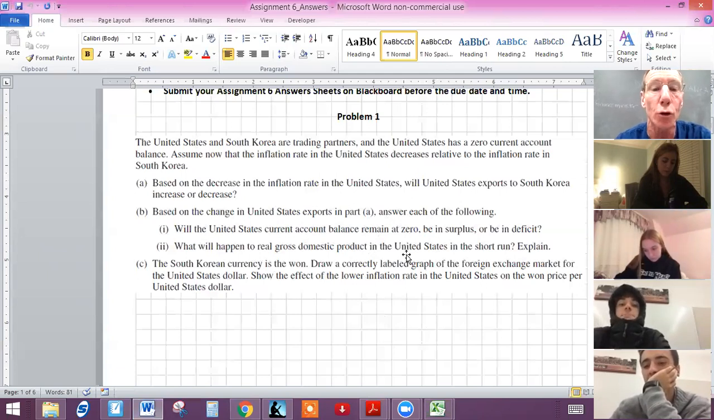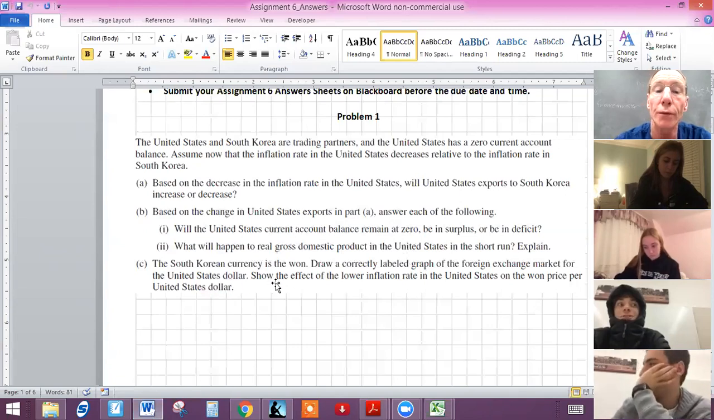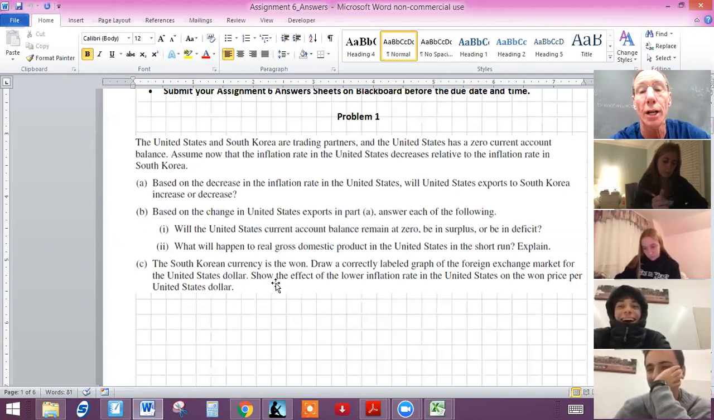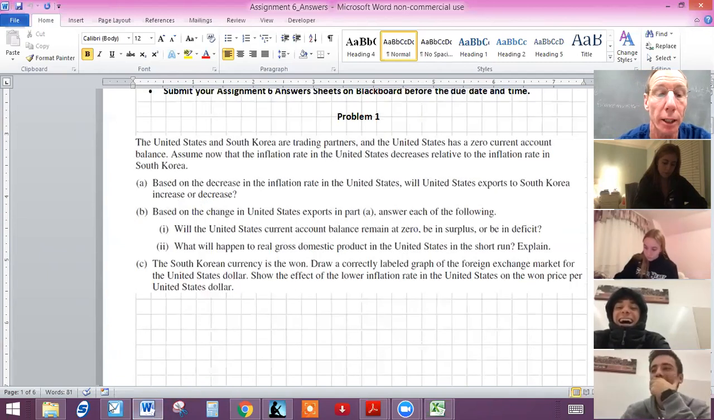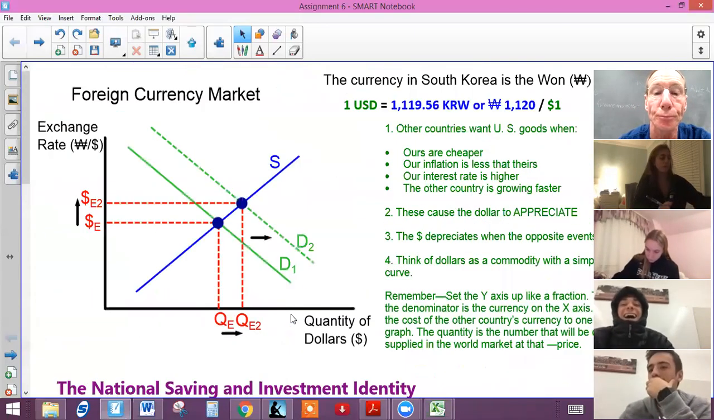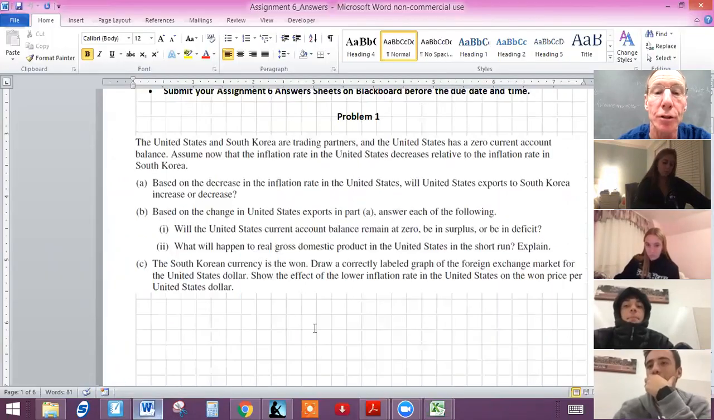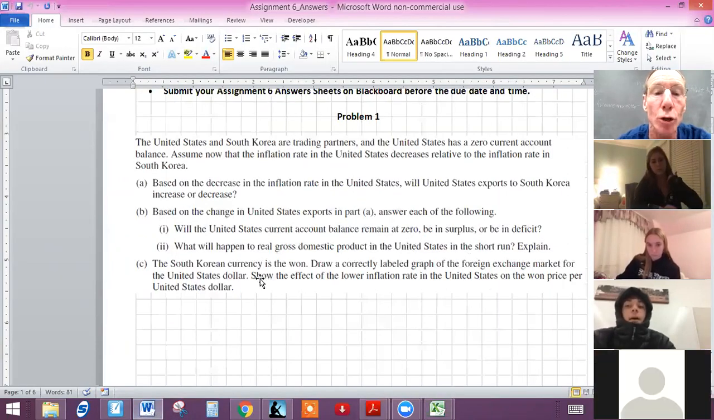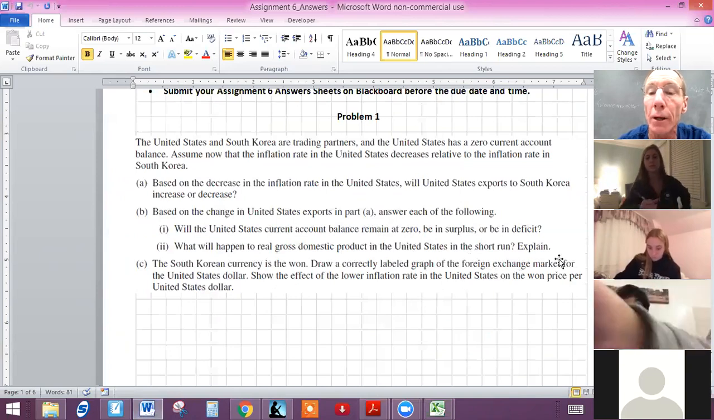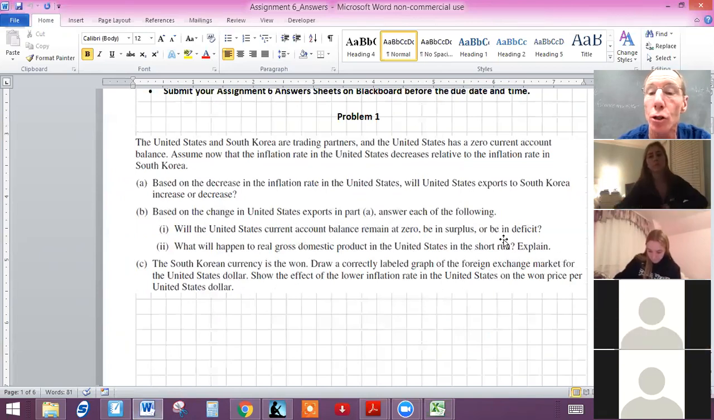So if the South Korean currency is the won, we want to draw a correctly labeled graph of the foreign exchange market for the US dollar. Show the effect of the lower inflation rate in the US on the won price per dollar. So what does that look like? All right, well, it looks like this. Your problem says it wants you to draw the market for the dollar. It's not the market for the won, it's the market for the dollar.